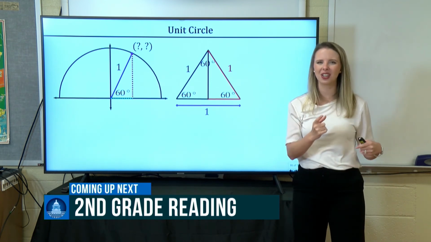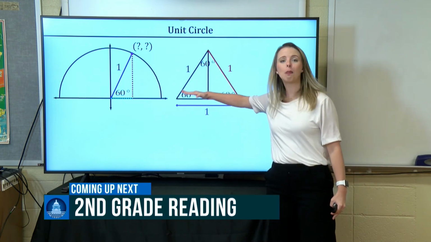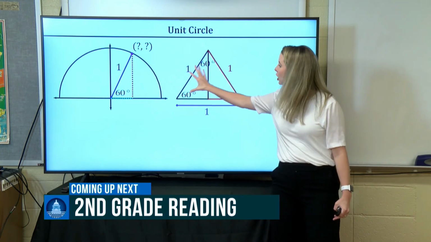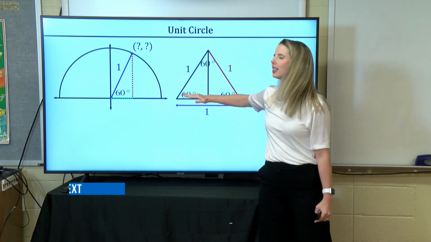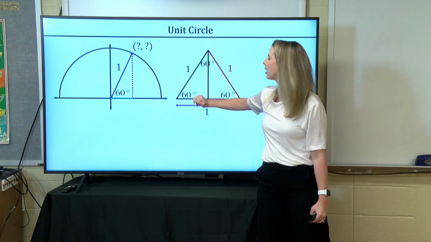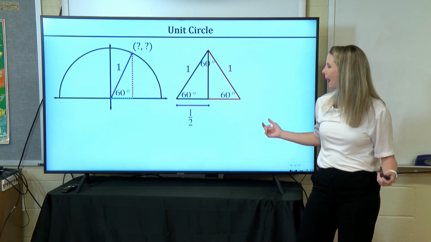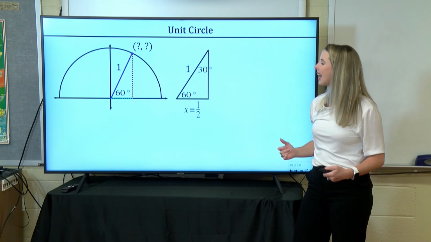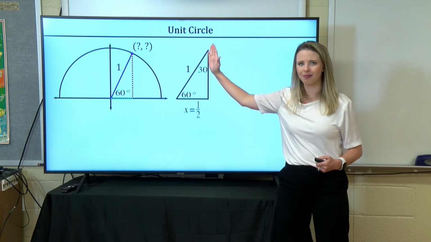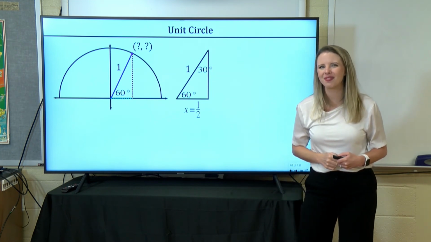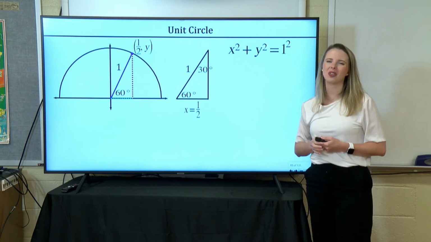Now, here's the really cool part. This is where we're going to start developing our side lengths. If this entire bottom is 1, and I doubled this triangle to make the big triangle, what do I know about this one black base over here on this side? It's 1/2, right? Okay, so now I can use that idea to determine the length of my vertical side. Guess what I can use? Pythagorean theorem. x squared plus y squared equals 1 squared.